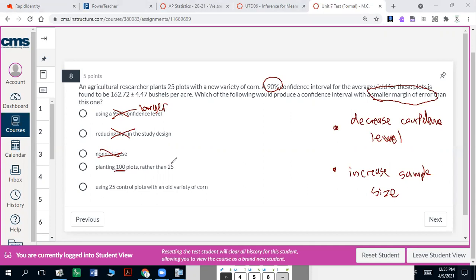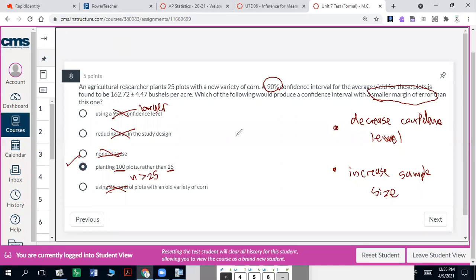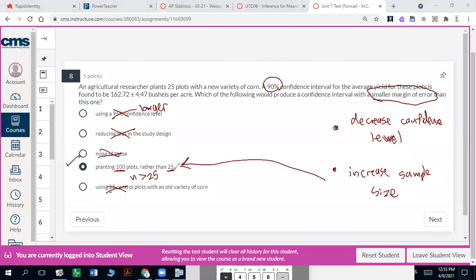Planting 100 plots rather than 25, this is n getting bigger. That's going to make your margin of error smaller. That's a good thing. Or using 25 control plots from an old variety of corn? That's not going to do anything. But we've increased our sample size, so since we've done that, we're going to have a smaller margin of error.